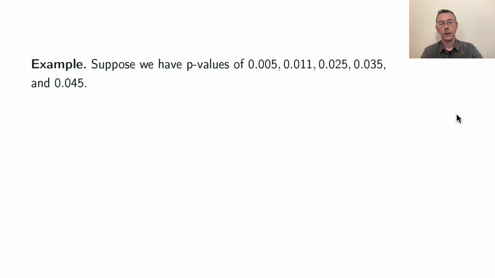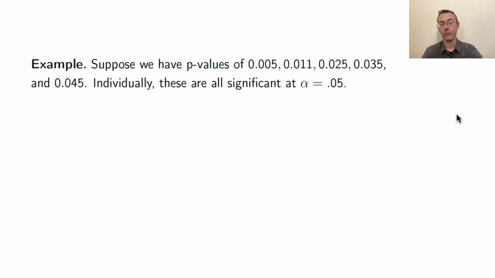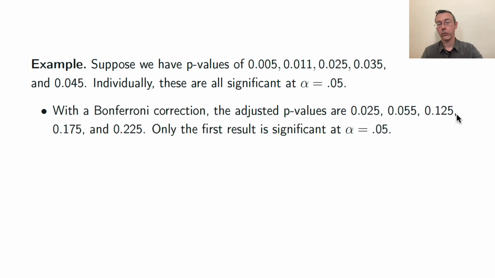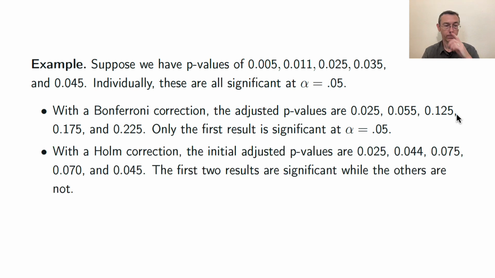Okay, example. Suppose we have these 5 raw p-values, starting with 0.005, then 0.011, and so on. Again, they're all less than that cutoff of p equals 0.05, and individually would be considered statistically significant at that level. First, let's look at the Bonferroni correction. Since we have 5 values this time, we multiply each one by 5, we get these values. Only the first result is considered statistically significant. With the Bonferroni correction, the others are not. Multiplying by 5, again, is a pretty aggressive, pretty large correction. So we've set a rather high bar for statistical significance.